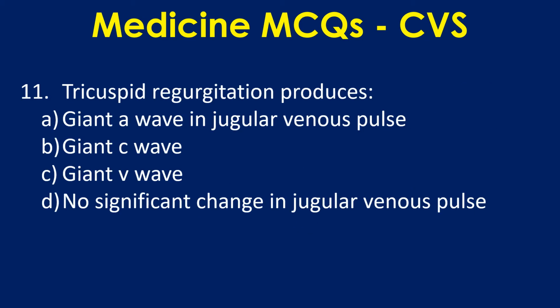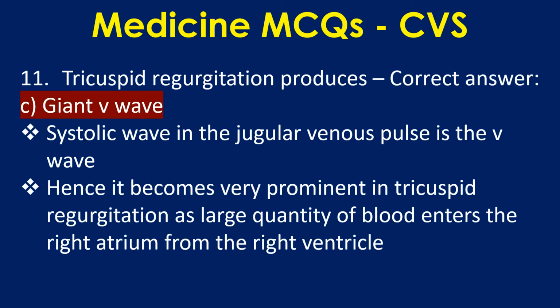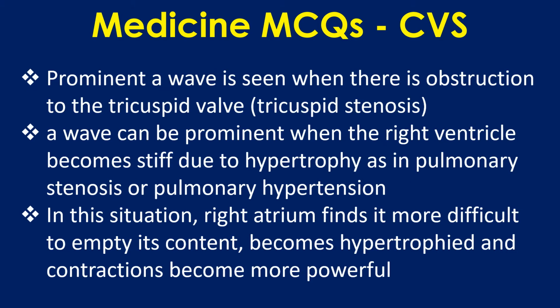Tricuspid regurgitation produces: A. Giant A wave in jugular venous pulse, B. Giant C wave, C. Giant V wave, D. No significant change in jugular venous pulse. Correct answer: C. Giant V wave. Systolic wave in the jugular venous pulse is the V wave. Hence, it becomes very prominent in tricuspid regurgitation as a large quantity of blood enters the right atrium from the right ventricle. Prominent A wave is seen when there is obstruction to the tricuspid valve, as in tricuspid stenosis.